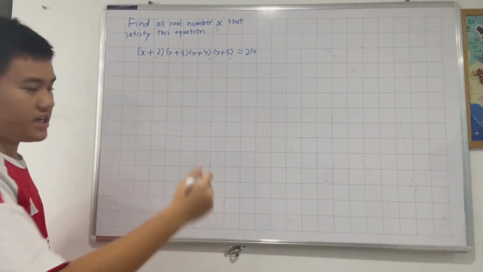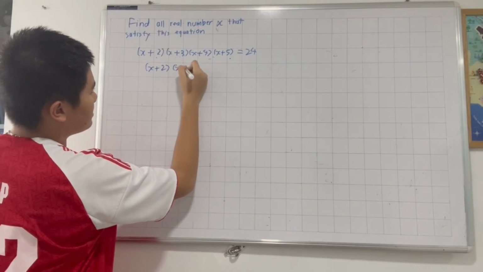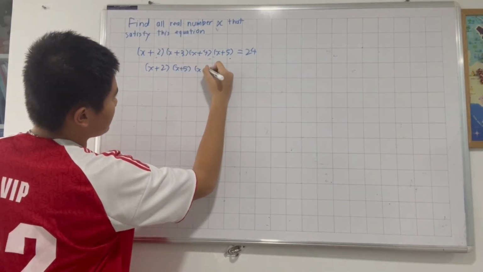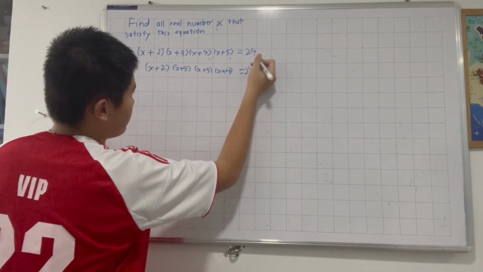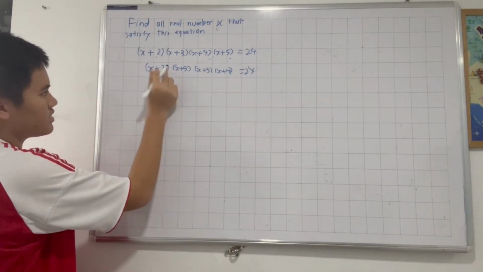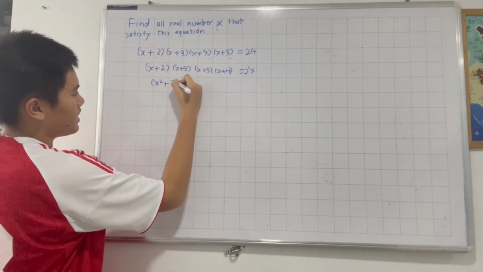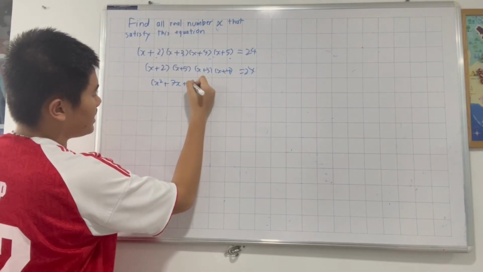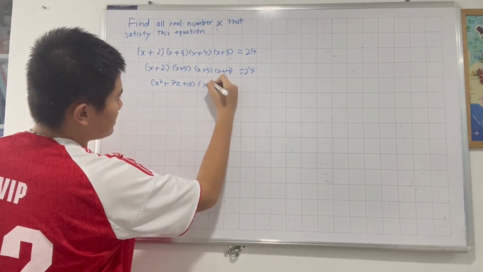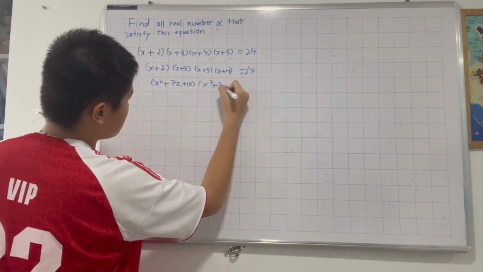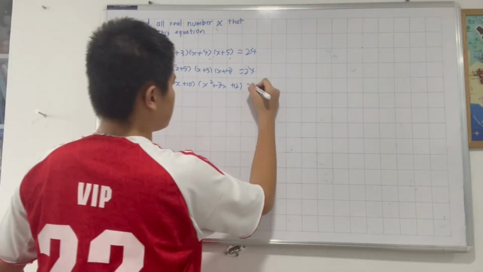Now you're going to change this. Pair x plus 2 with x plus 5, and pair x plus 3 with x plus 4. Now you expand these two and expand these two. You get x squared plus 7x plus 10, and x squared plus 7x plus 12, equals 24.